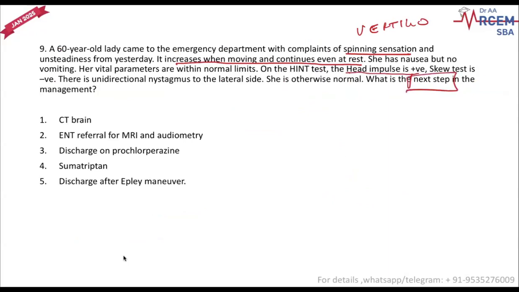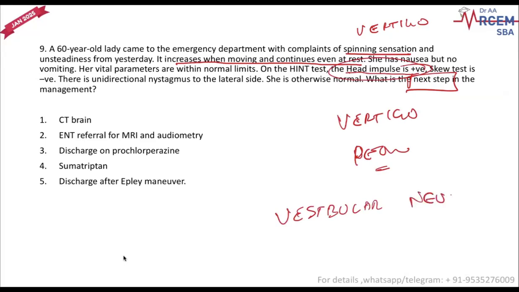So keeping all this in mind, what are we thinking about? There is a vertigo which is persistent with a head impulse positive. That itself is enough for you to make a diagnosis of vestibular neuritis. It is vestibular neuritis the patient is having. What is the treatment for vestibular neuritis? For that matter, what is the treatment for any peripheral vertigo? It is basically prescribing them the symptomatic treatment. Prochlorperazine, which can be given in intravenous form, and discharging them on prochlorperazine will be the right answer here.